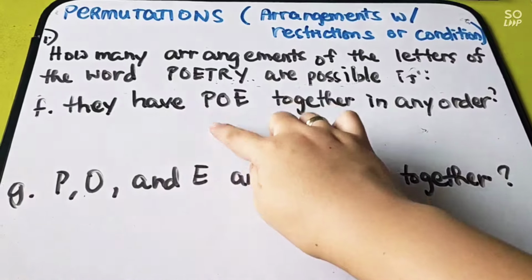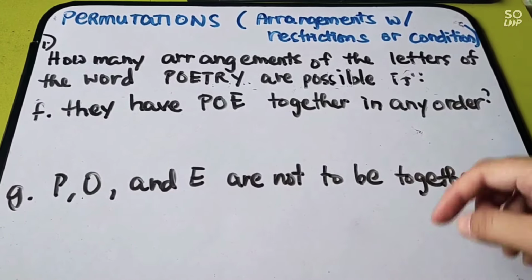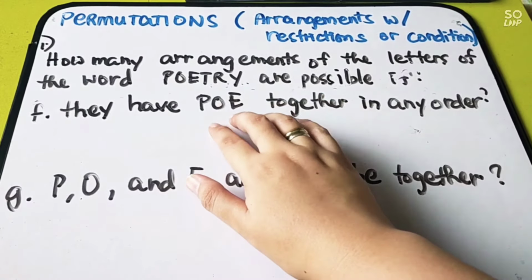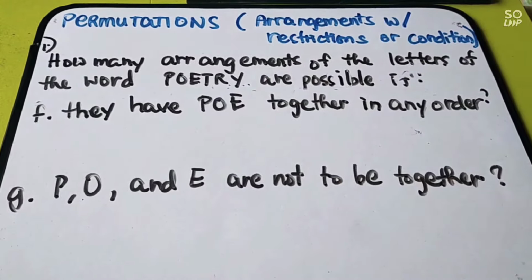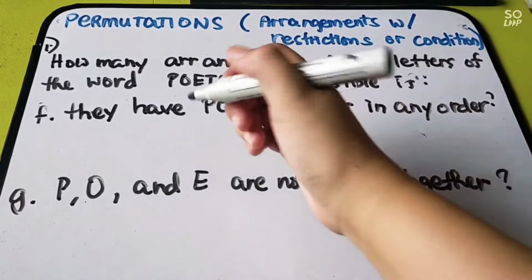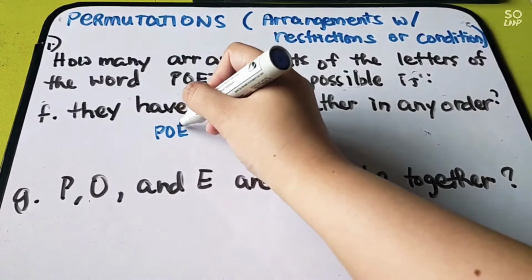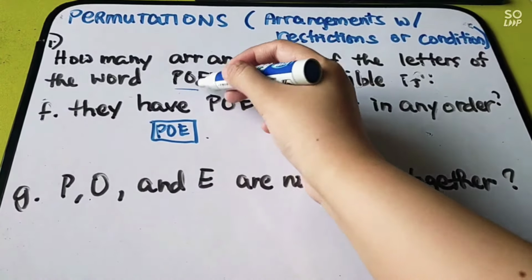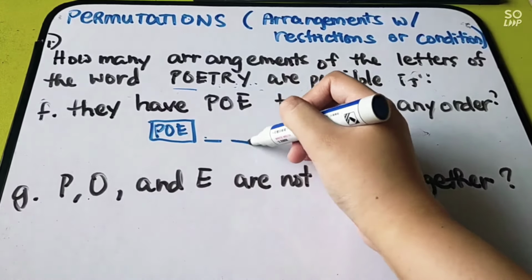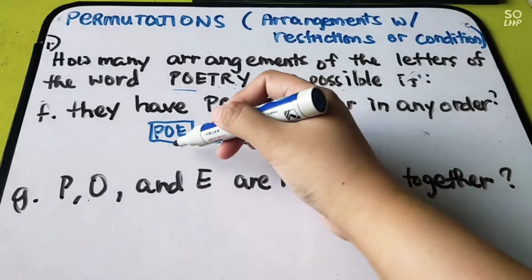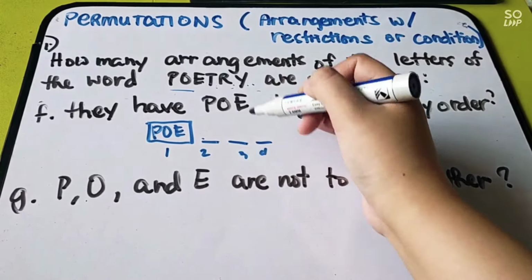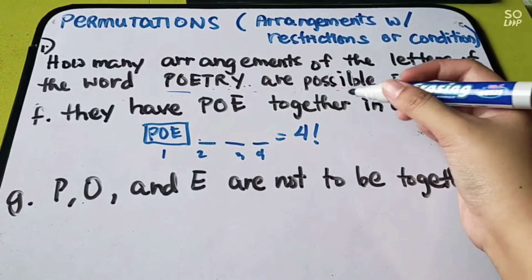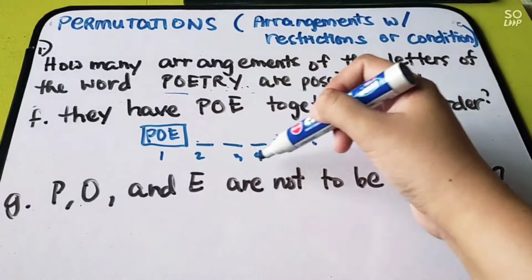Letter F. They have POE together in any order. So, meaning si PO and E ay magkakatabi pero pwede siyang mapalit-palitan ng order. So, how is it? So, we have P, O, and E. Isa yan. And then, meron pang isa. Then, may matitirang 1, 2, 3. Okay? So, let's count 1, 2, 3, 4. Therefore, we have here 4 factorial.